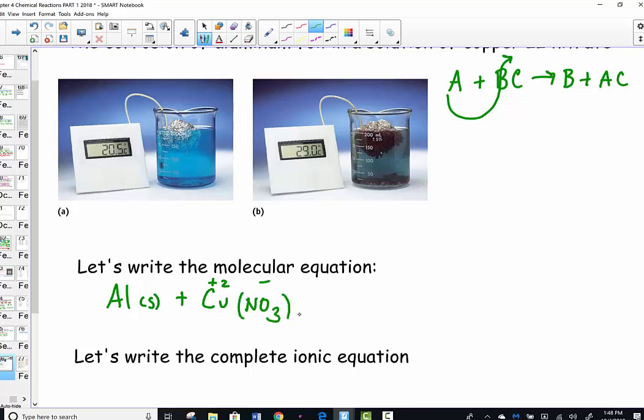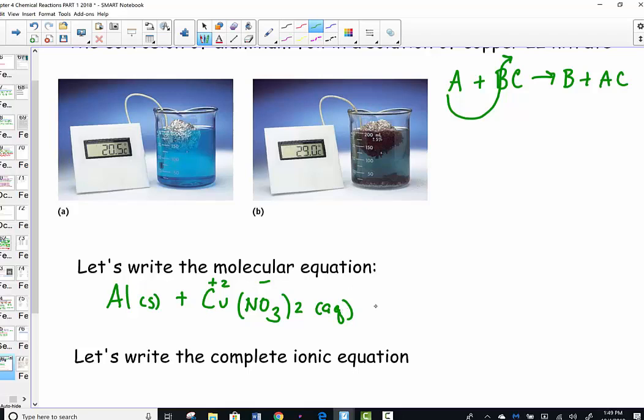And so when I write out that formula, copper is a +2, nitrate is a polyatomic ion, it's a -1. So when I crisscross, I get Cu(NO3)2, taken twice. And that is in a water solution. See the cup of water and the copper nitrate dissolved in it? So it receives an (aq) as an adjective.